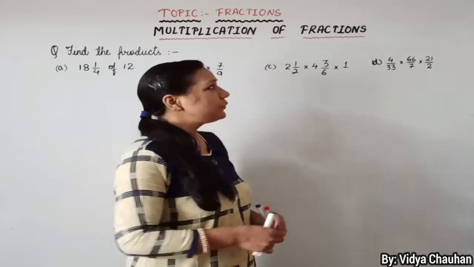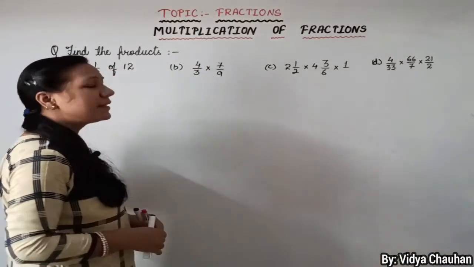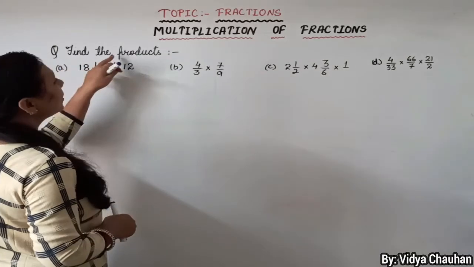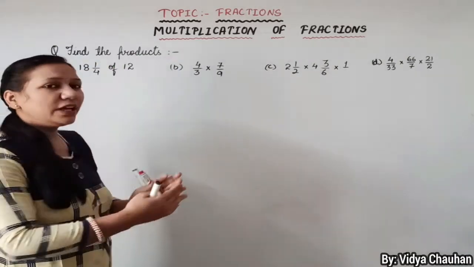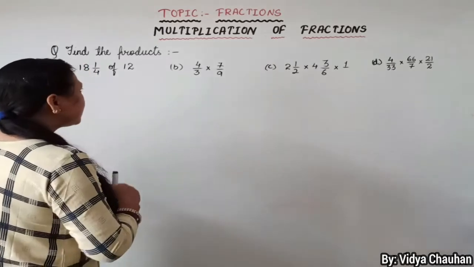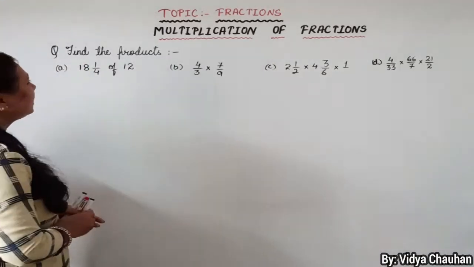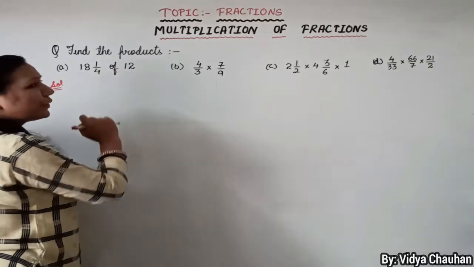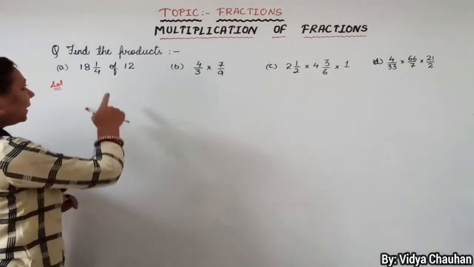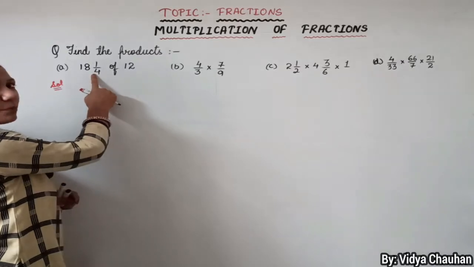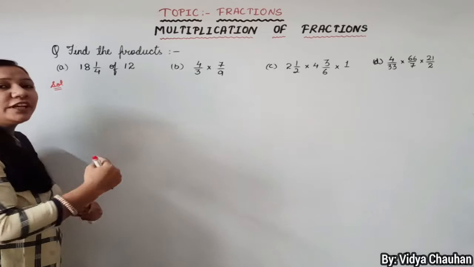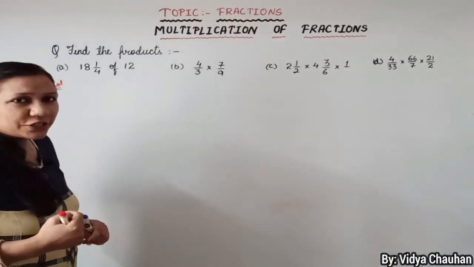So the same process we are going to use today with these sums, as you can see on the board, and the question says find the products for the given numbers. So let us start doing the solution one by one. Start the solution here. 18 1 upon 4 of 12 means we have to multiply 18 1 upon 4, which is a mixed fraction, with 12. So in place of "of" we can put the sign of multiplication now.